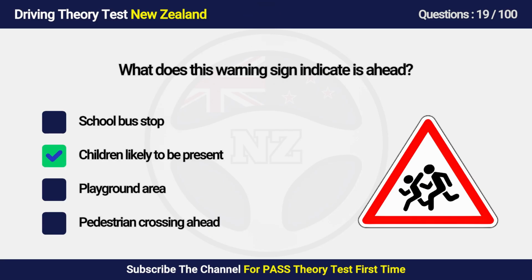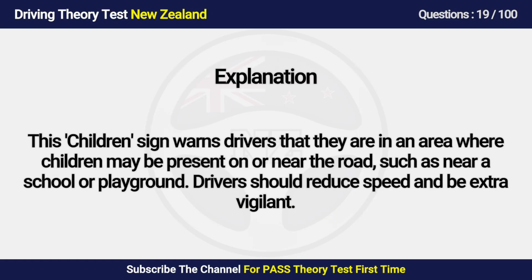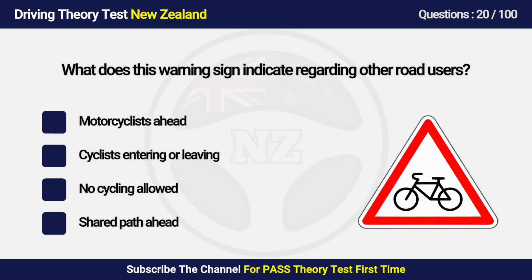Answer is B. Children likely to be present. This children sign warns drivers that they are in an area where children may be present on or near the road, such as near a school or playground. Drivers should reduce speed and be extra vigilant. Question 20. What does this warning sign indicate regarding other road users?